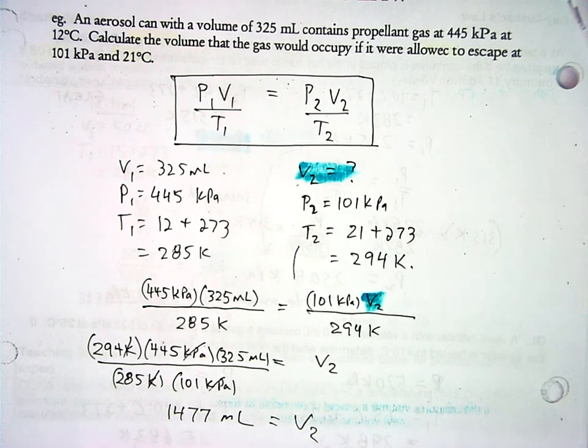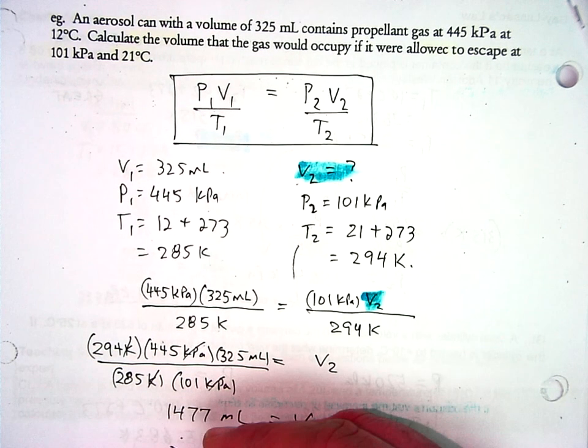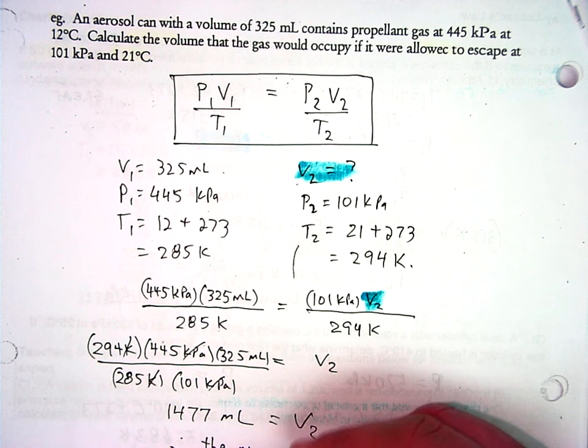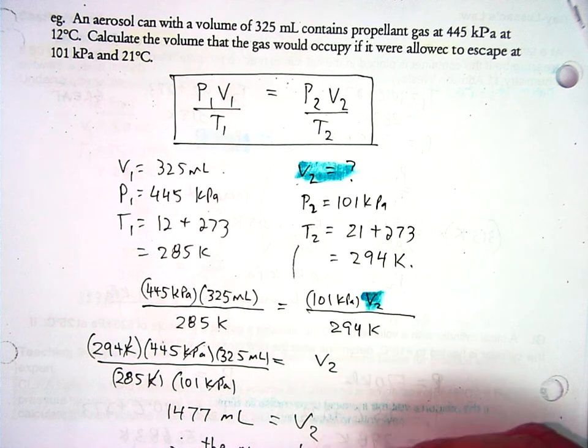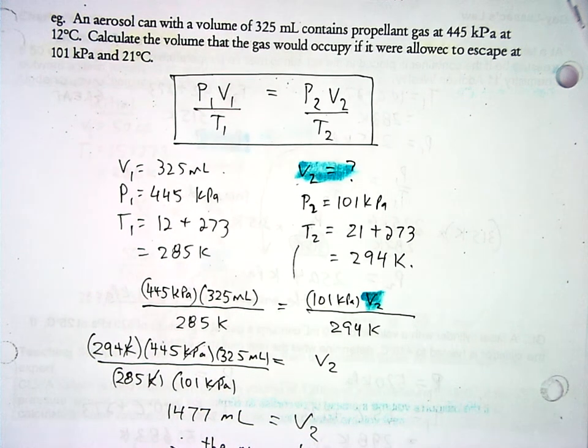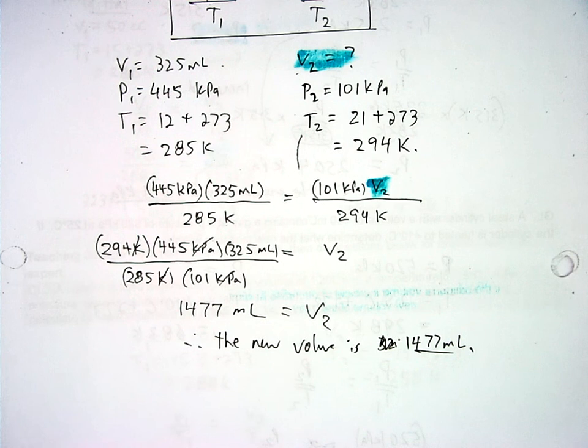Okay, and then finish off with my therefore statement. Therefore, the new volume is 1,477 milliliters. Okay, and that's the final gas law, and that's the end of this video lesson.